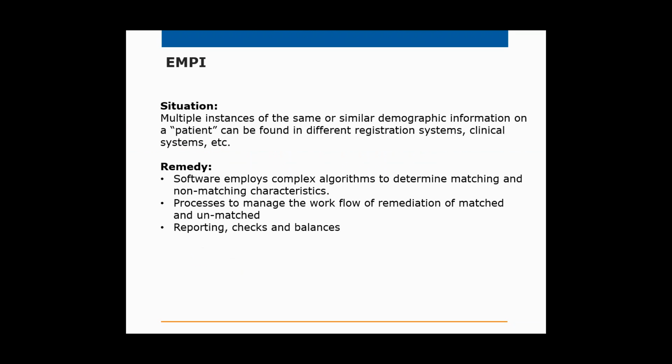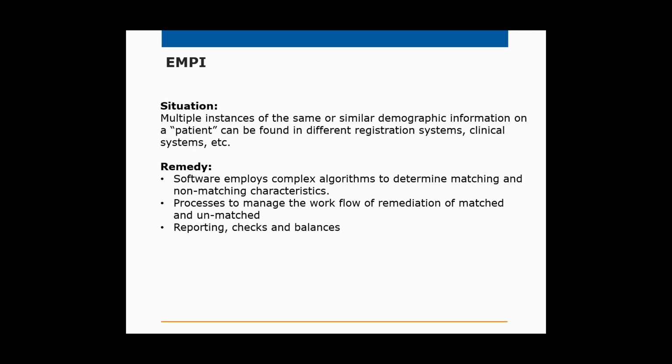So when we get to the EMPI, we're talking about a situation where we have multiple instances of the same, we wish it were all the same, right? The same demographic information, or similar demographic information, on a patient. But these sources are scattered. So it's coming in from different registration systems, clinical systems, anything like that. And the way that we can remedy that situation is to have software in place that has algorithms.